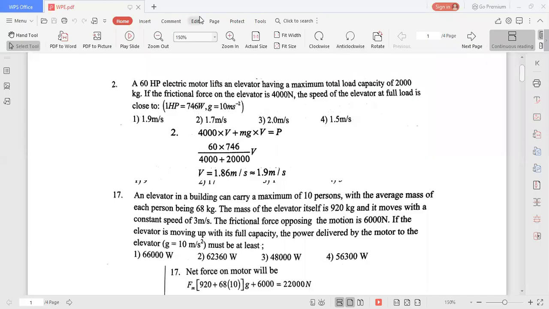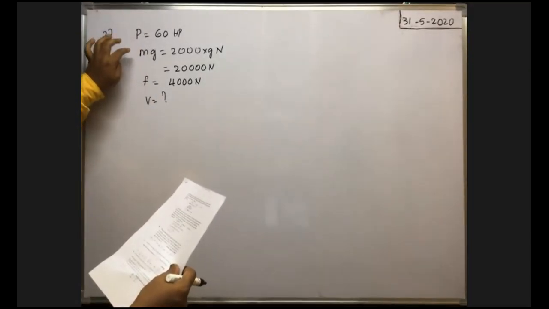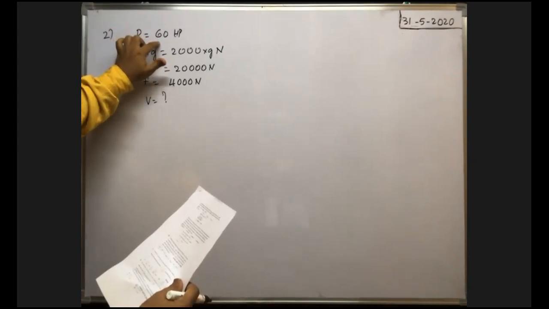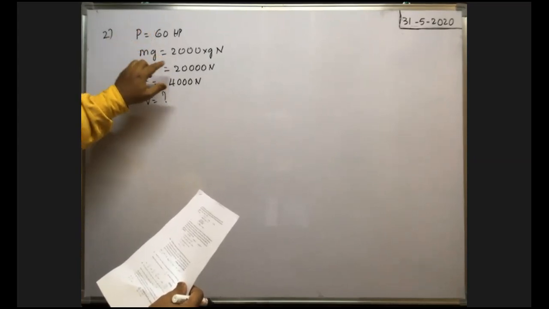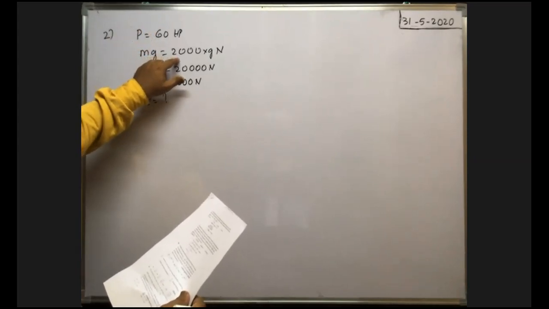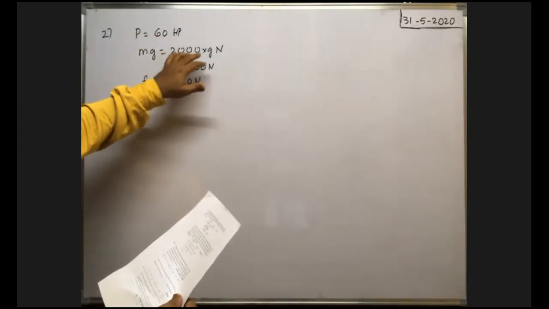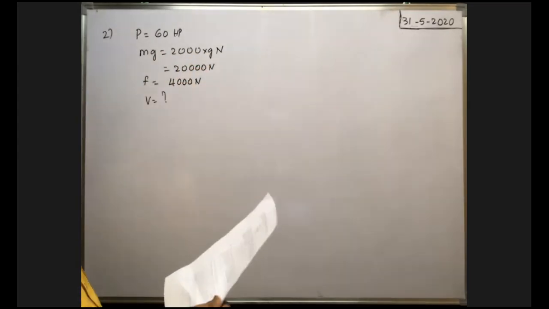Okay, now look at the board. Here, the power of the electric motor fixed to the lift is 60 HP. The elevator has a maximum load capacity of 2000 kilogram. That means the weight of the elevator is equal to 2000 into g Newton. That's 20,000 Newton, because g is equal to 10 is given.